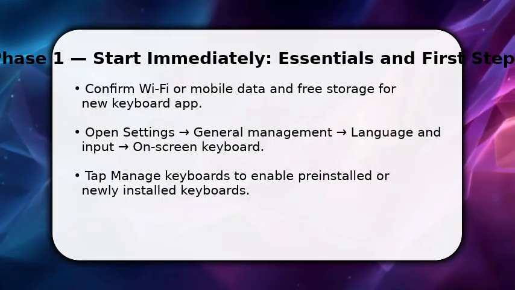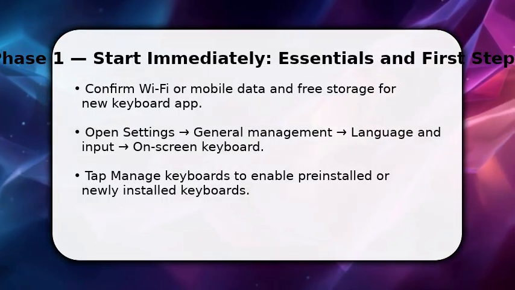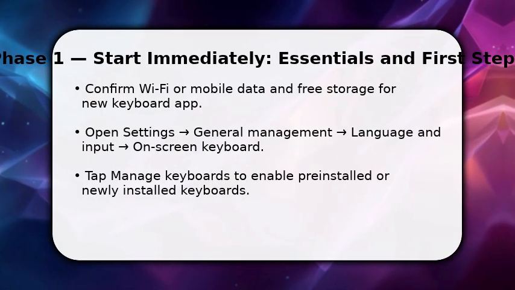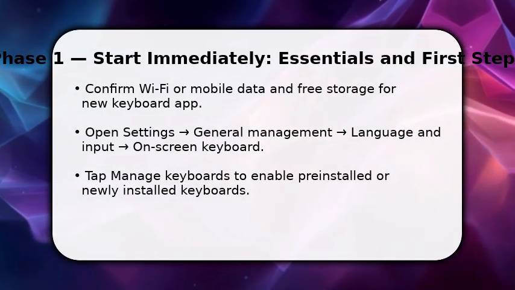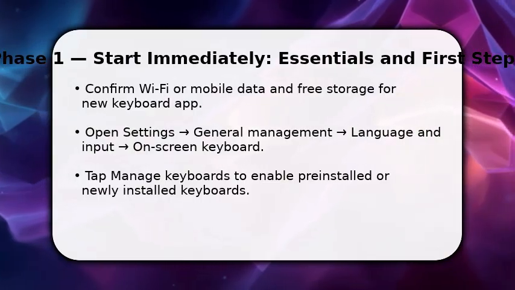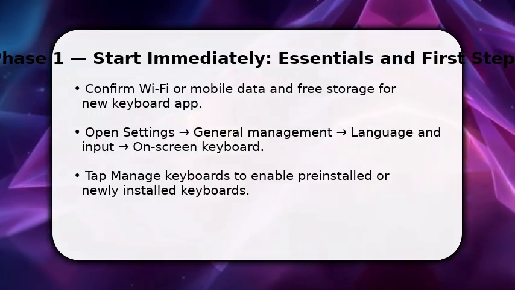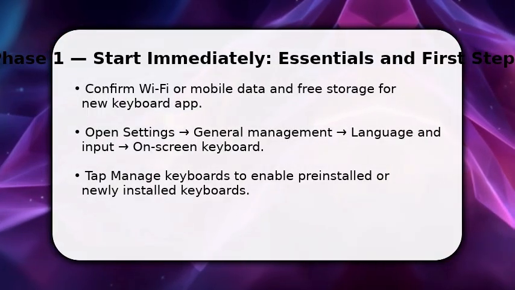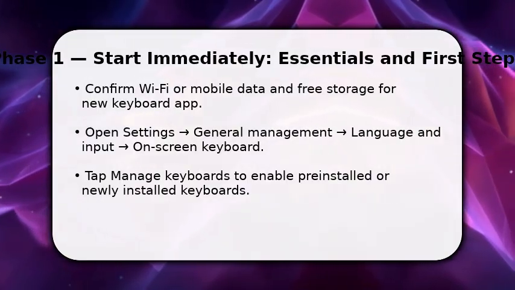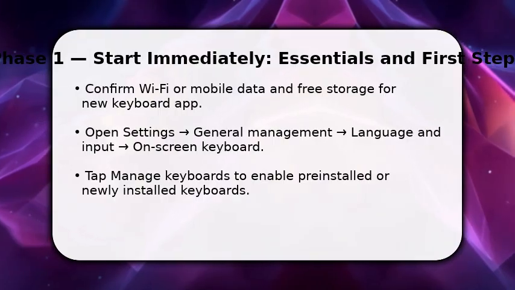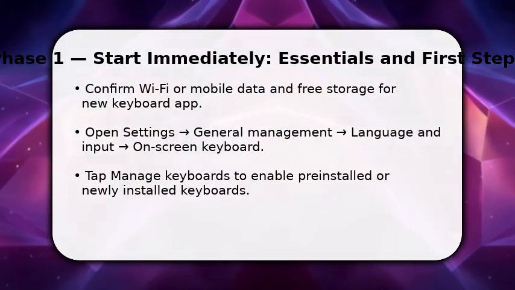You'll start by confirming the essentials, internet and storage, because installing or updating a keyboard requires that. Once done, open Settings and go straight to General Management, then Language and Input. That's where input behavior lives. Make sure you tap on Screen Keyboard, then Manage Keyboards to enable the keyboard you want to use. This first step activates the engine. Without it, you can't switch, so enable the app and grant any basic permission prompts before moving on.